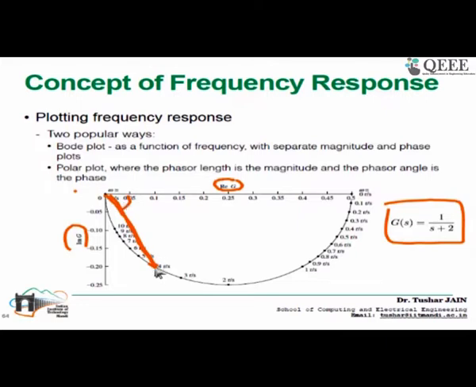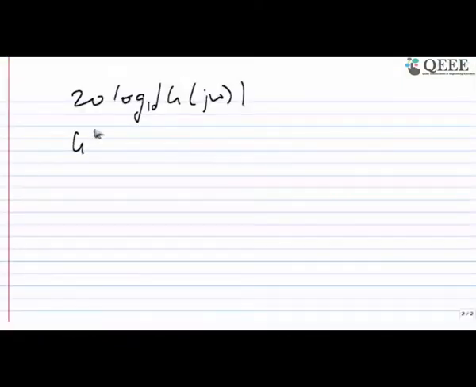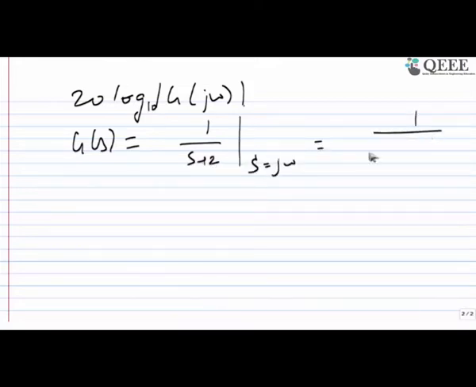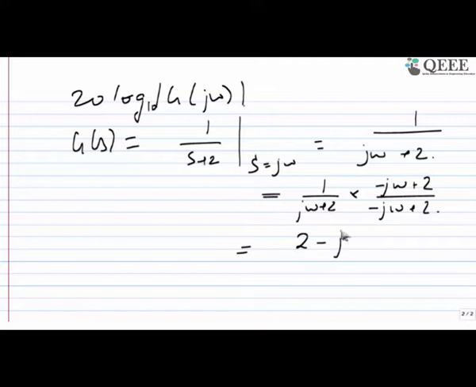The phase angle of this point at, let's say, omega equal to 4 radians per second. If we want to see how we draw this plot, we can see it very quickly. If we have this G(s), the same G(s) equal to 1 upon s plus 2, we replace s by j omega, which gives me 1 upon j omega plus 2. In a similar way, you can separate the real and imaginary parts. This is your G(j omega) basically.